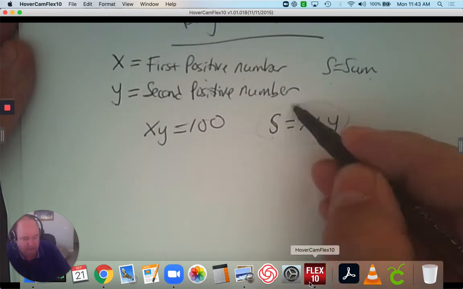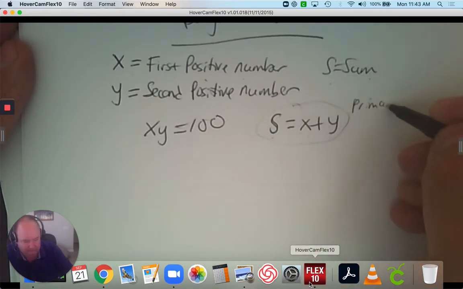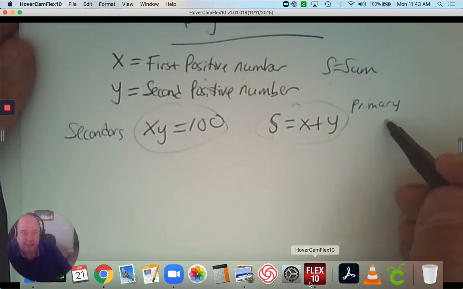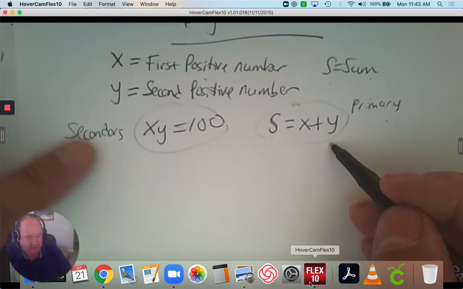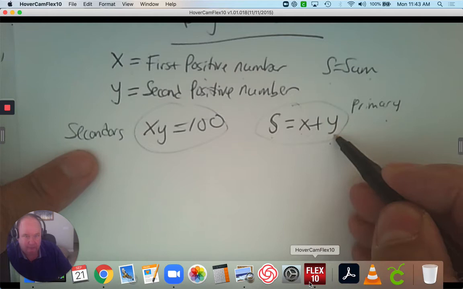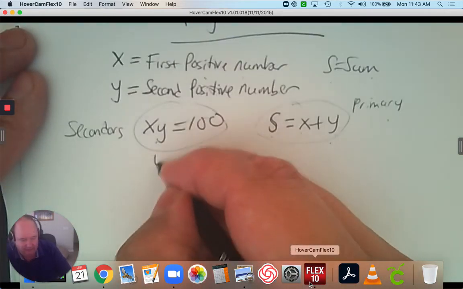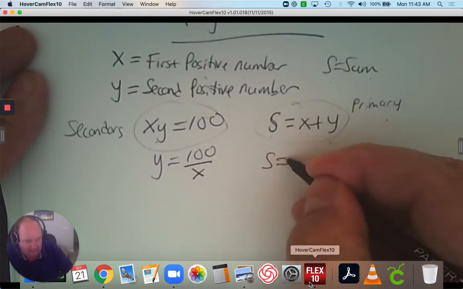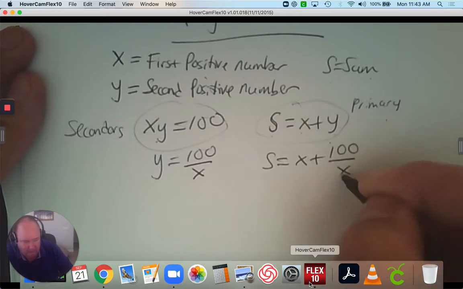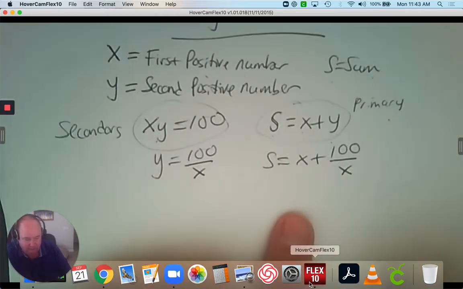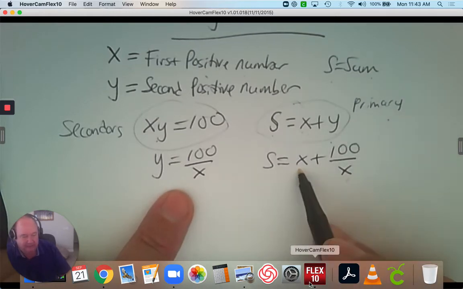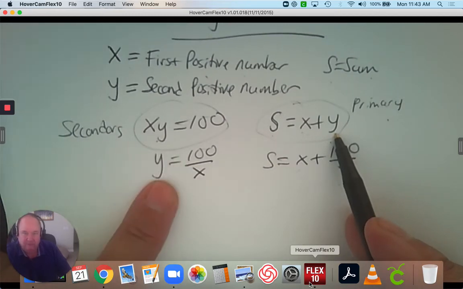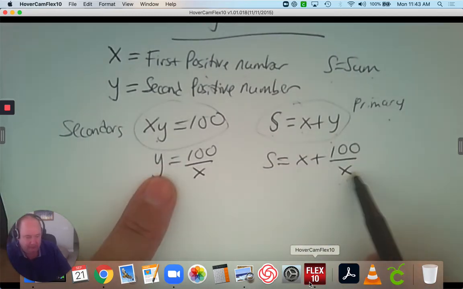See, this equation is what's called my primary. This is my secondary. The primary comes from my goal of what I'm looking for. The secondary I need because I have too many variables on the right side. So on the secondary, I'm going to get y by itself by dividing by x. Then I'm going to come back here, and where there's a y, I'm going to put in what y equals, so I only have one variable instead of two. So y is 100 over x. I need one variable only. So if there's more than one, I need a secondary equation, solve for one of the variables, then plug it in so you have only one variable.